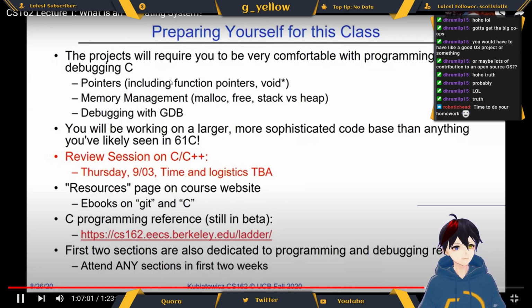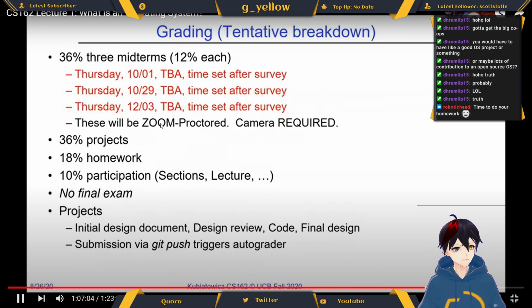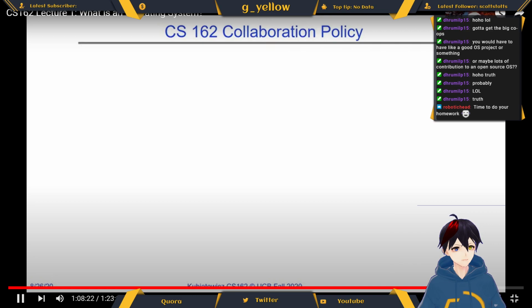The tentative breakdown for grading is that there are 3 midterms. There's no final. The midterm is collaborative between you and your group.